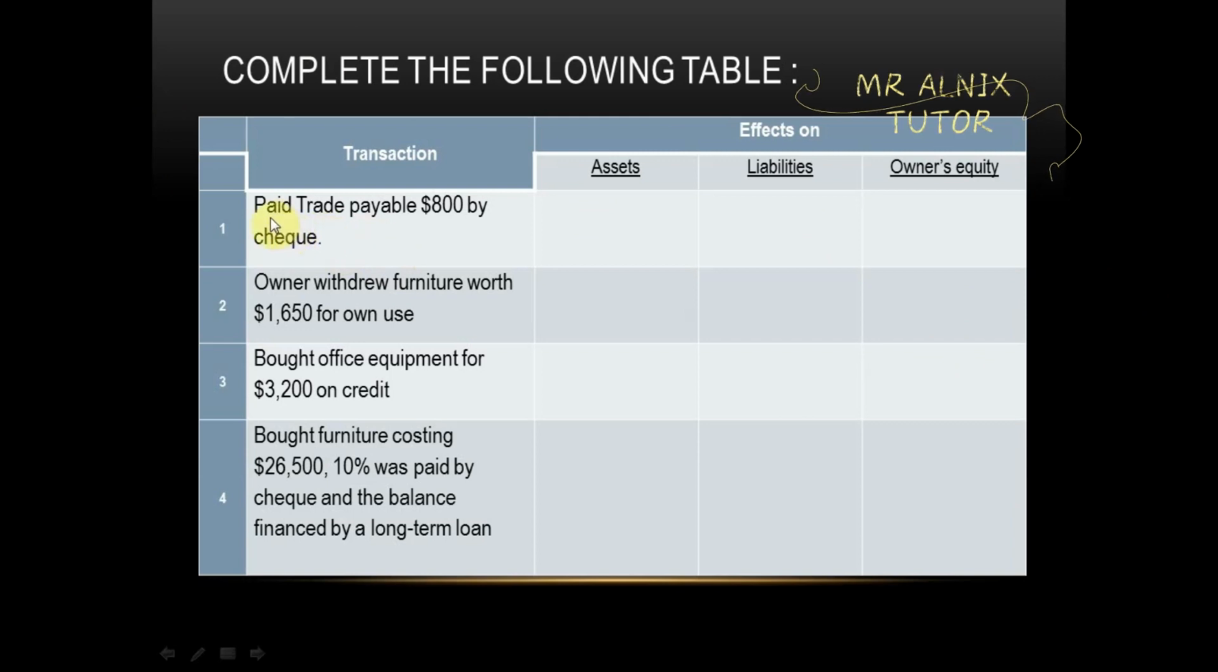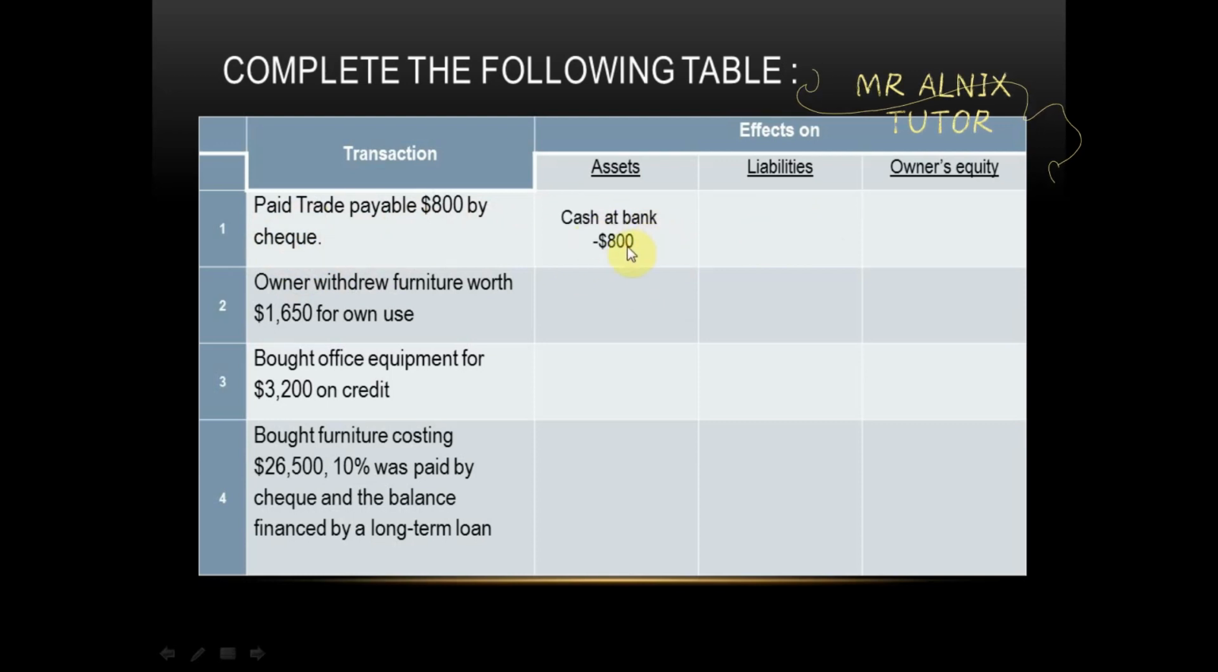Question number 1. You pay trade payable 800 by check. So from here we know that trade payable is under the liability. By check, you make the payment by check. Check is money under the assets column. That's why we will see from here.